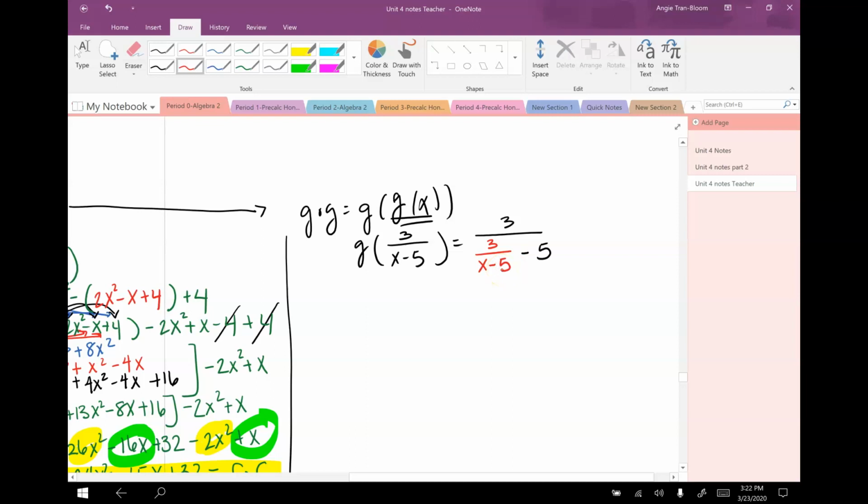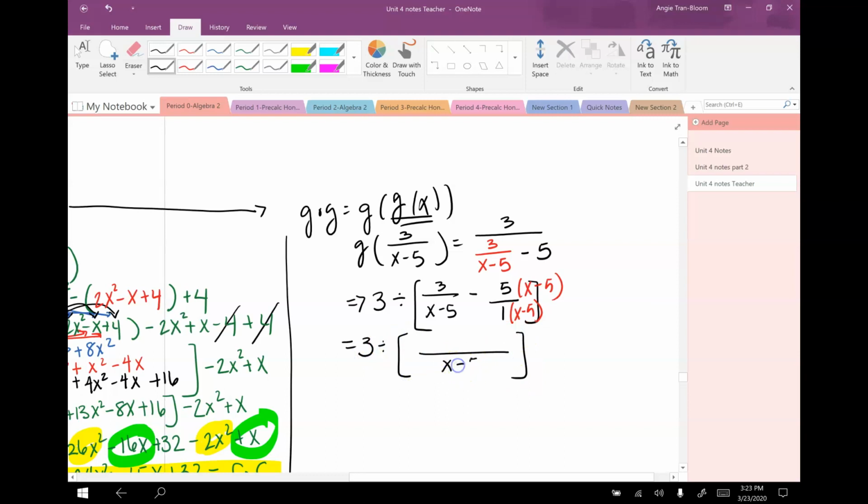And we have done these type of questions before where we now write it as a division problem and try to find the LCD. Okay, minus 5, this is minus 5 over 1. LCD would be x minus 5. So what we can do is multiply this by x minus 5, multiply this by x minus 5. Then the denominators are now exactly the same. So now we go 3 minus 5x plus 25 because we have to distribute this negative 5 to both.